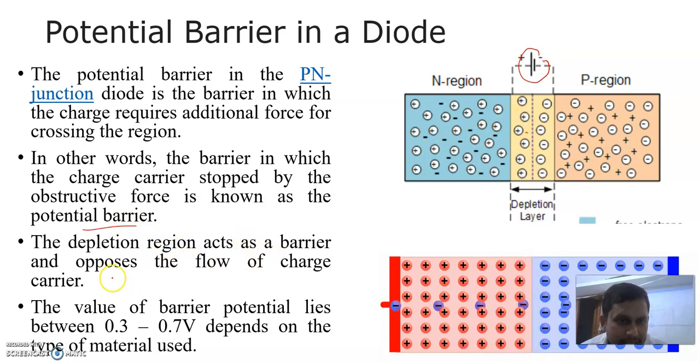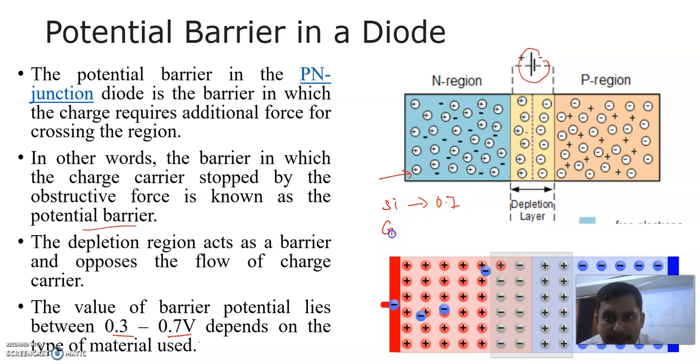The depletion region acts as a barrier and opposes the flow of charge carriers from the N region to the P region. The value of the barrier potential lies between 0.3 and 0.7 volts, depending upon the material used. If the diode is made of silicon, the potential barrier is 0.7, and if it is made of germanium, its value is 0.3. So the value of the potential barrier depends upon the type of material.